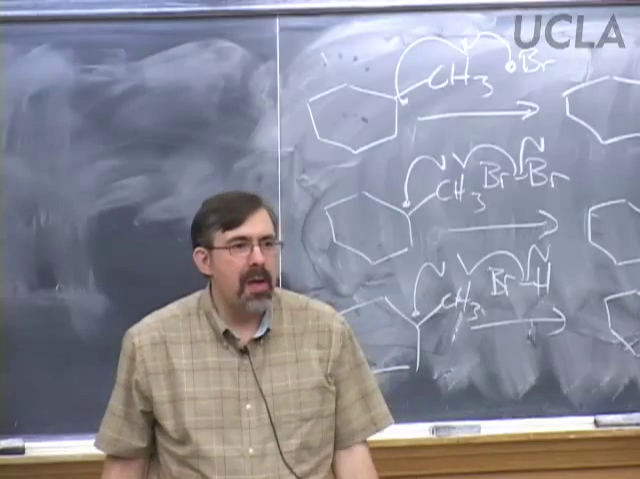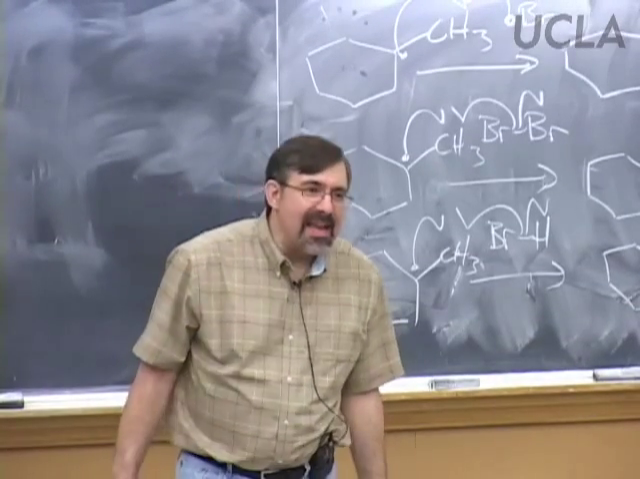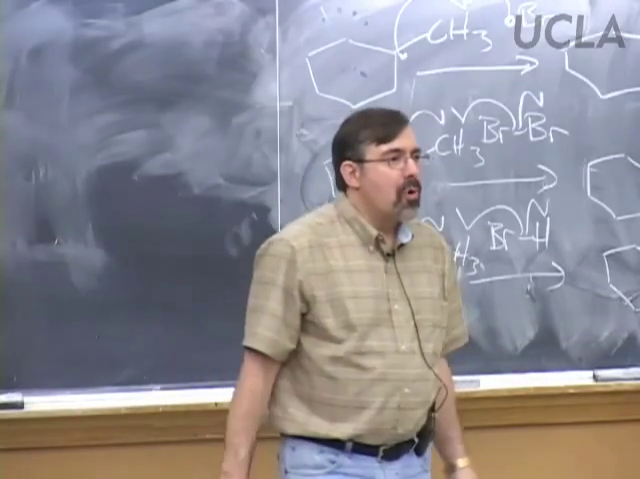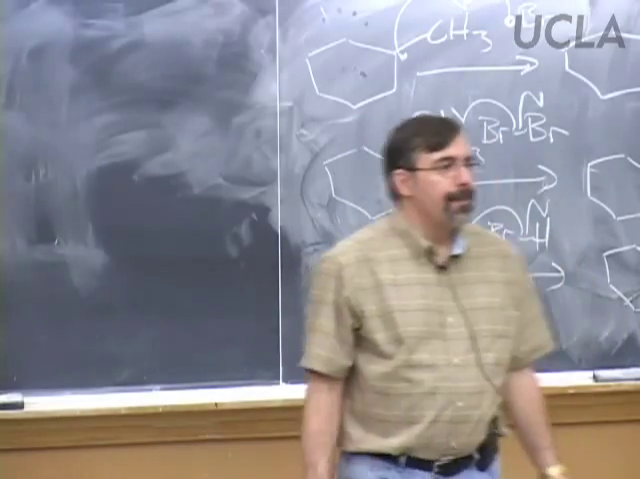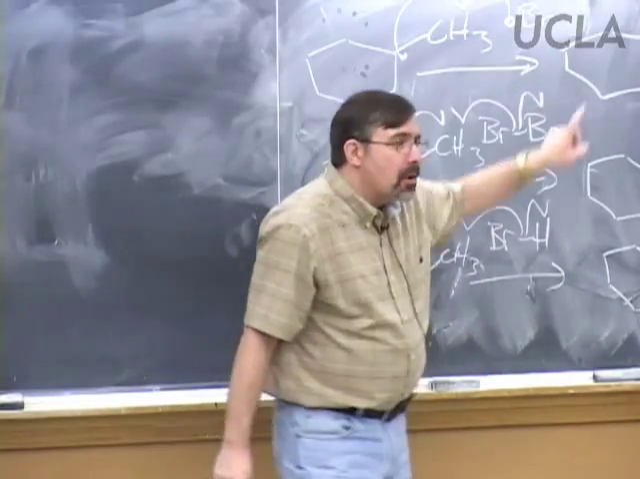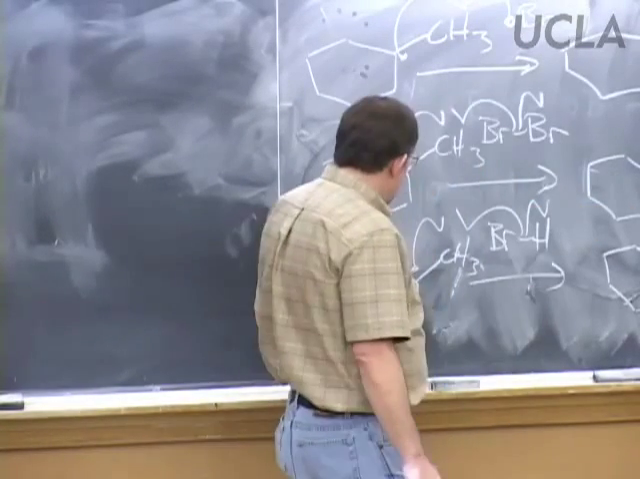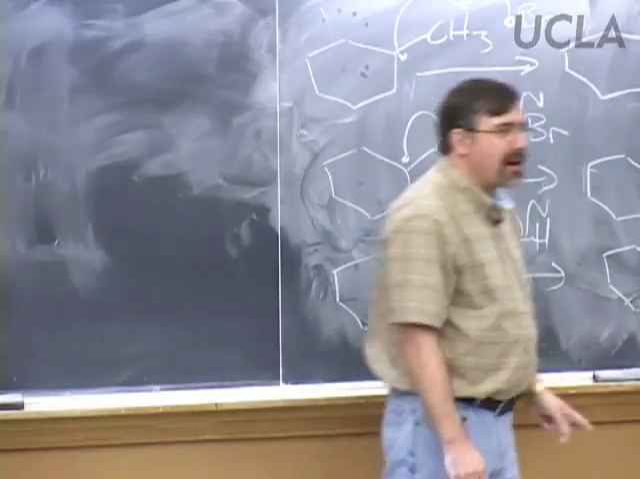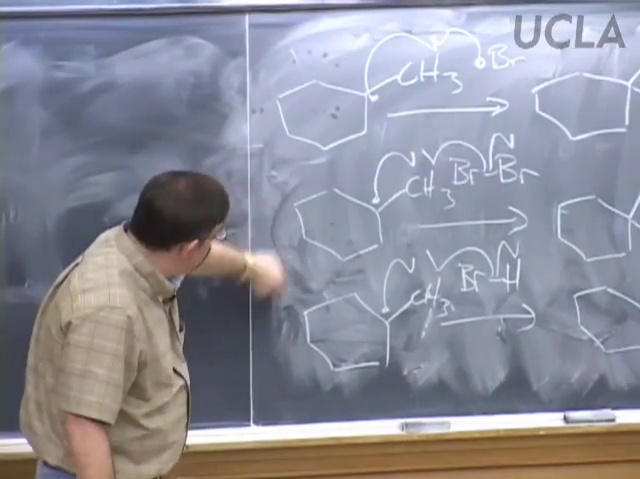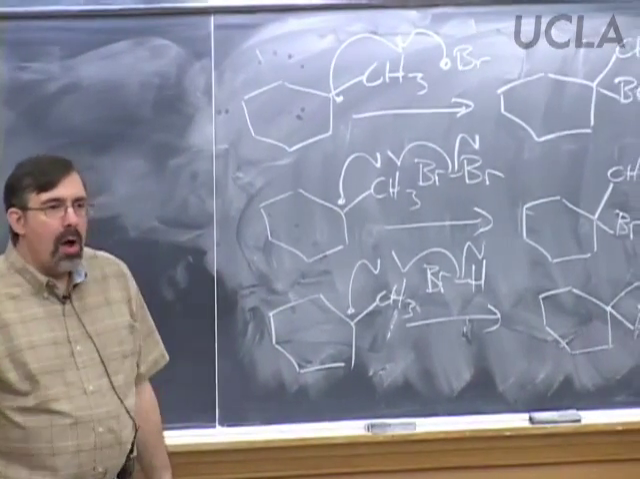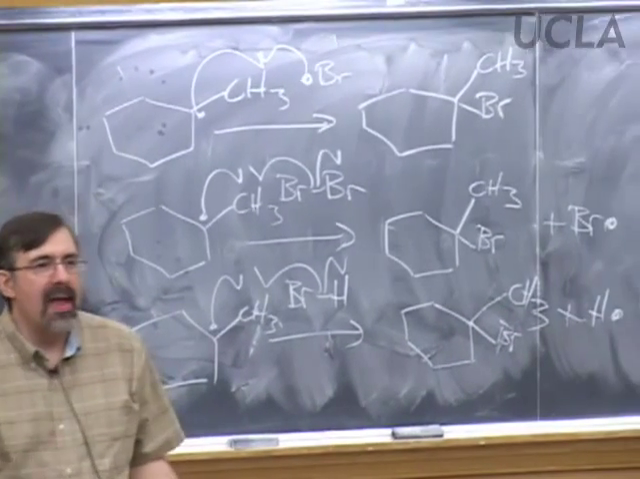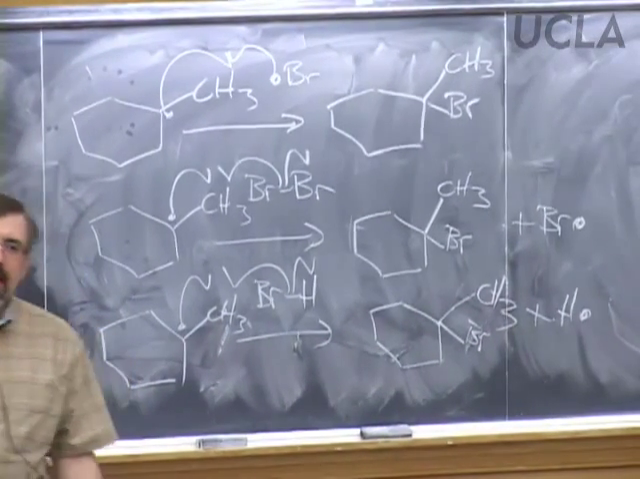Which one do you think we should pick? Which one is energetically, thermodynamically more favorable? 2 radicals come together to make no radicals. Or 1 radical reacts with a molecule to make another radical. Should I pick 1, 2, or 3? I like 1 because we're forming a new bond. We're not paying a price for it. But I'm here to tell you it doesn't happen that way.